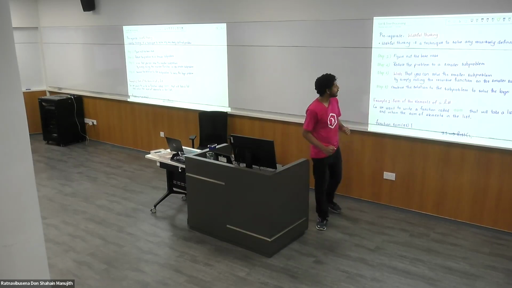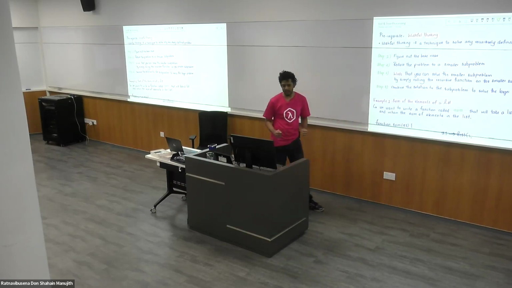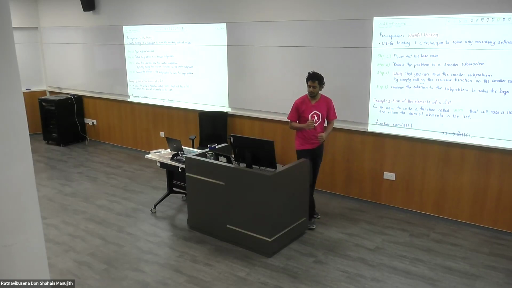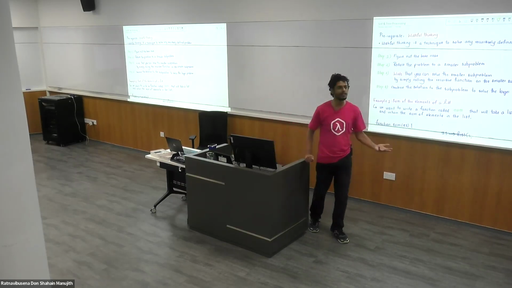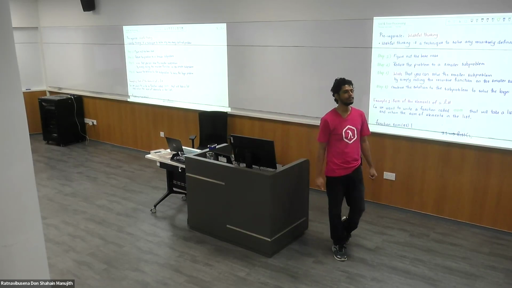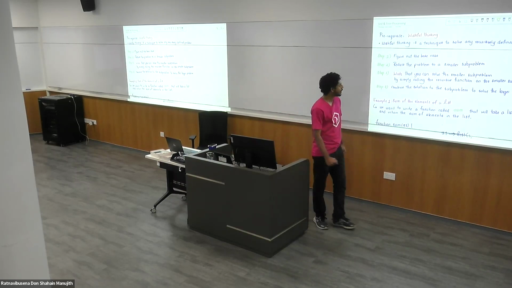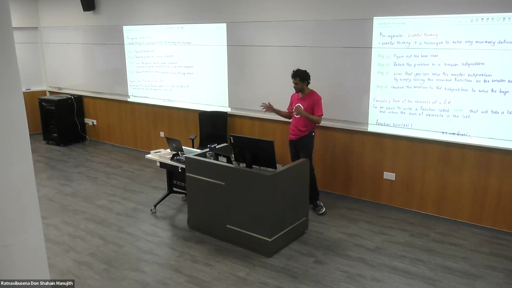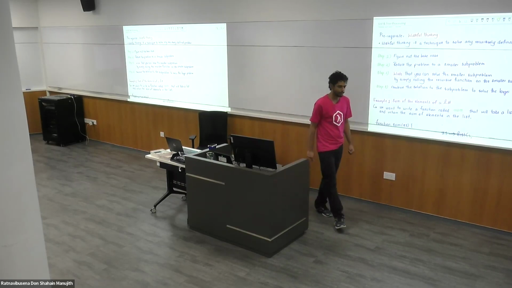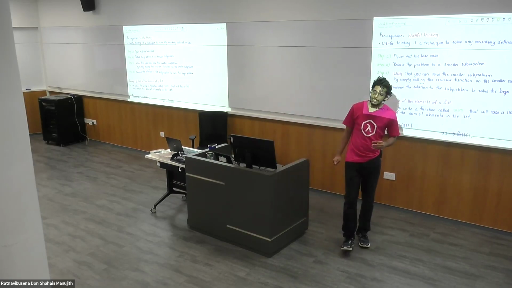The third step is to wish. This is a key step. The third one is to wish that you can solve the smallest subproblem by simply calling the recursive function on the smallest subproblem. The fourth one is to combine the solution to the smallest subproblem to actually solve the larger problem. So these four steps are really important.